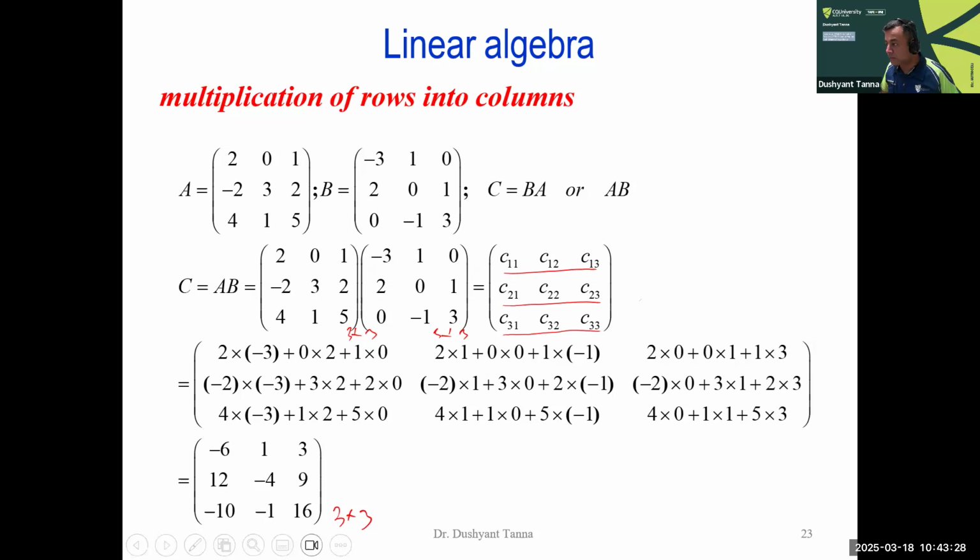Okay. Now follow with the laser pointer. 1, 3, first row, third column. 2 with 0, 0 with 1, 1 with 3. That's your third element here. 2, 1, second row, first column: -2 with -3, 3 with 2, and 2 with 0.